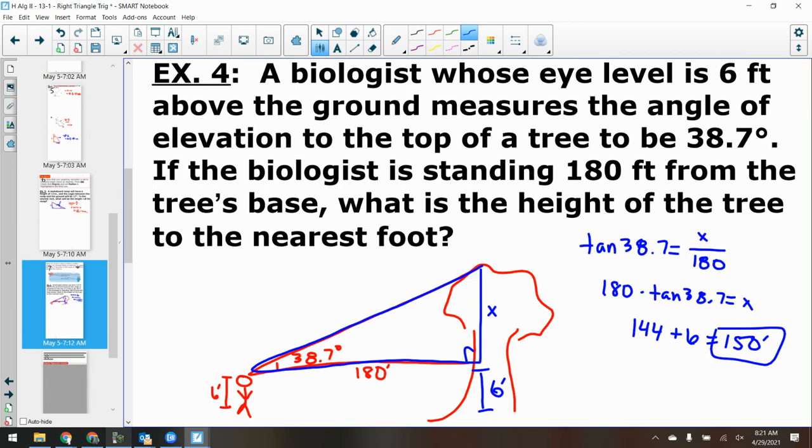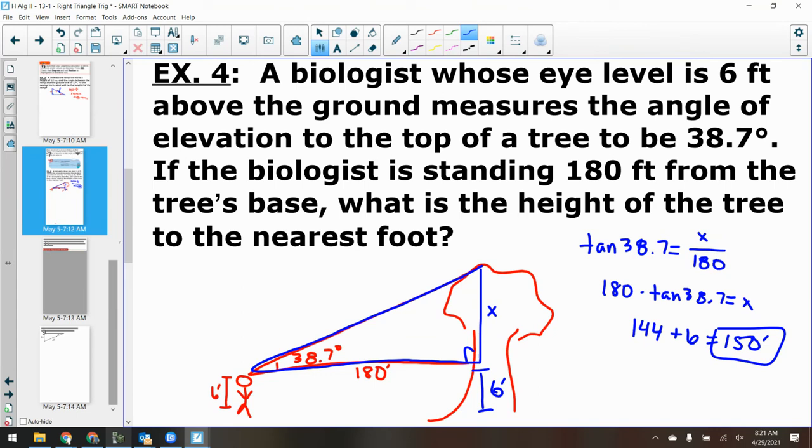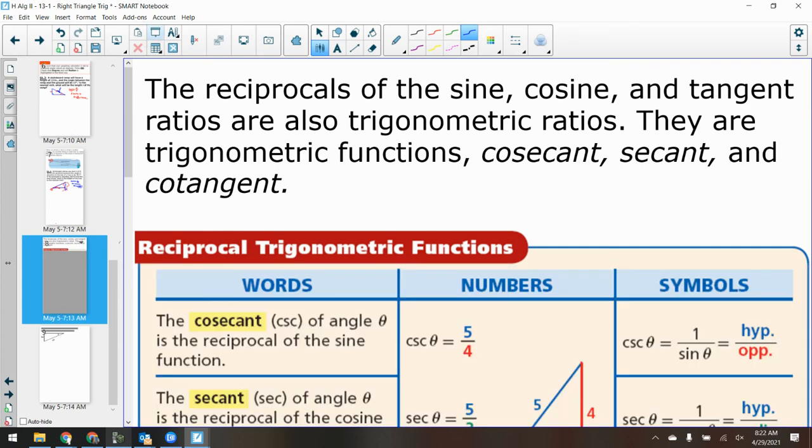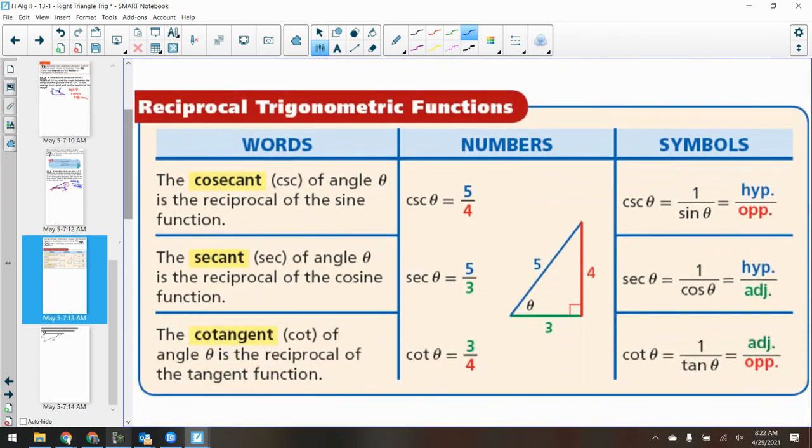Okay. The last thing that we're going to look at is the inverse trig functions, the reciprocal trig functions. When you have sine, cosine, and tangent, there are reciprocal trig functions. You can talk about the inverse sine, the inverse cosine, the inverse tangent. The reciprocals of sine, cosine, and tangent are trigonometric ratios called cosecant, secant, and cotangent. They've got special names to them.